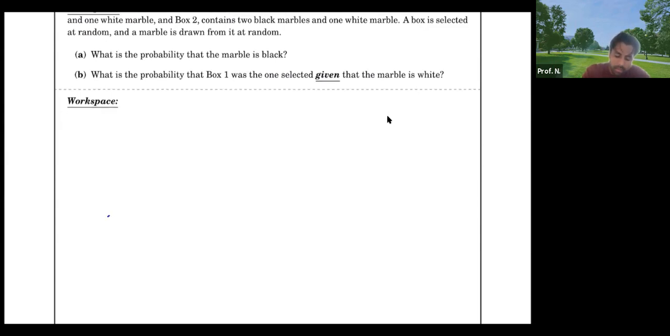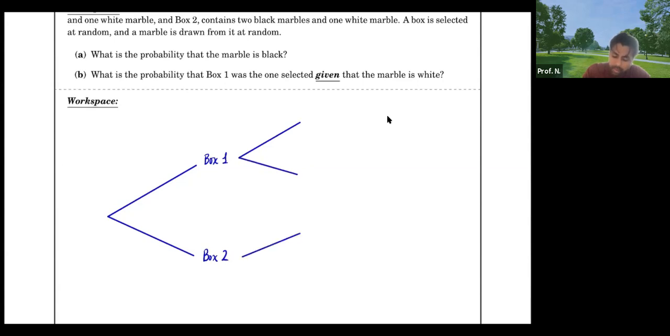So either I have box 1 or I have box 2, right? That's the first layer. And then the next layer is what? I either have a black or a white marble. So let's do that. So we have black, white, black, white.